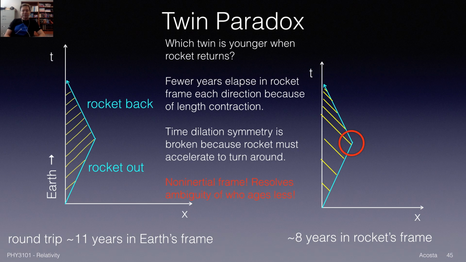And that resolves the ambiguity of who ages less. Only one of the twins is going to feel that huge acceleration, the one that's on the rocket, not the one on the Earth. And that breaks the symmetry of who ages less. And so indeed, the astronaut on the rocket, when the rocket returns, will have aged less than the person on the Earth. Okay, that's one way to explain the twin paradox using space-time diagrams and length contraction and time dilation. All right, that ends this lecture.